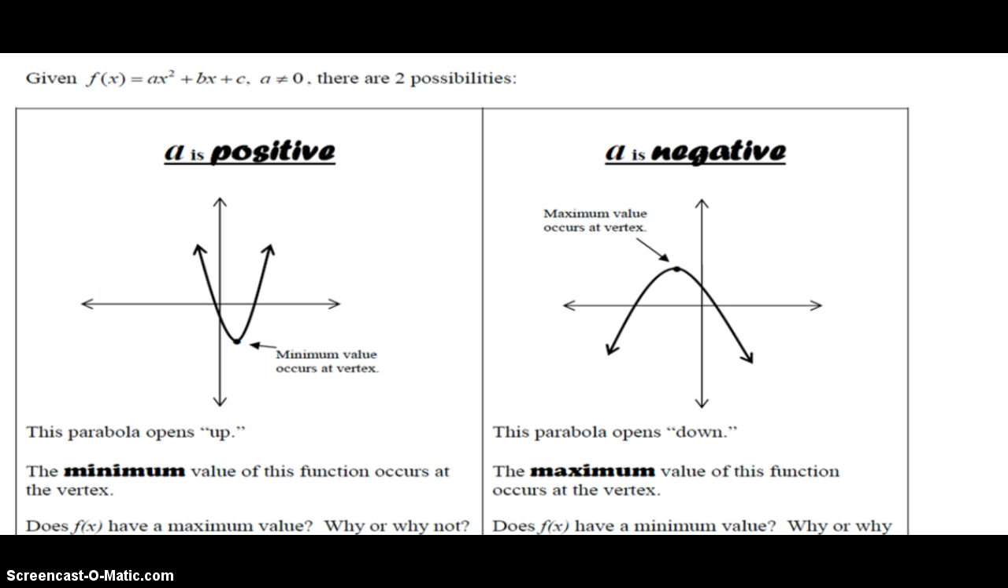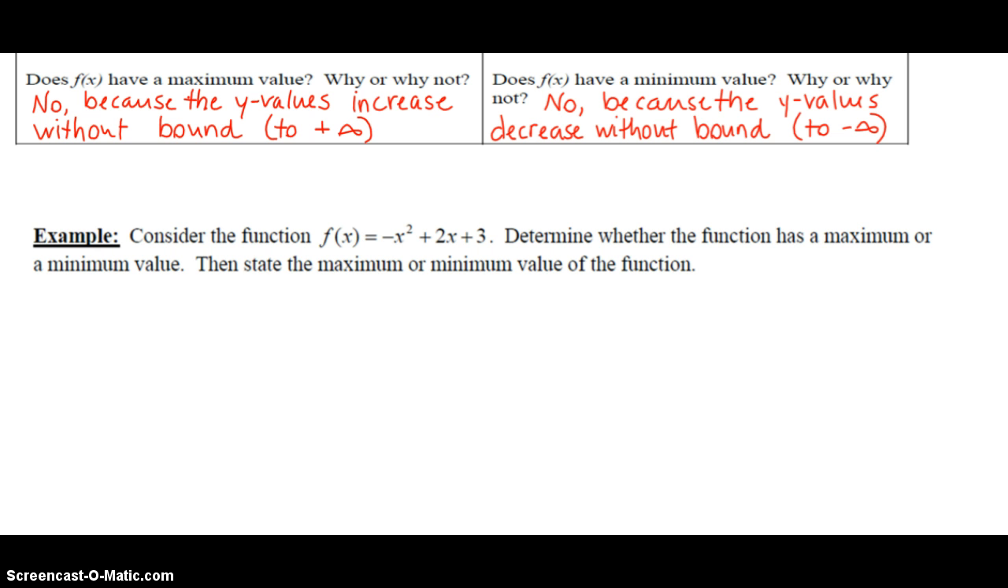When our a term, that x squared coefficient, is positive, we're going to have an upward facing parabola. When the a term is negative, we're going to have a downward facing parabola. When we have a downward facing parabola, remember our vertex is going to be a maximum of the parabola of the function. And when we have an upward facing parabola, the vertex is going to be a minimum of the function. There are a couple of little questions at the bottom of those boxes.